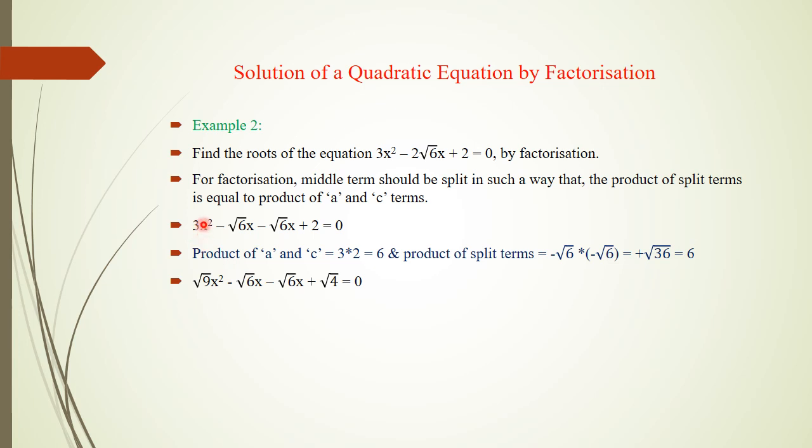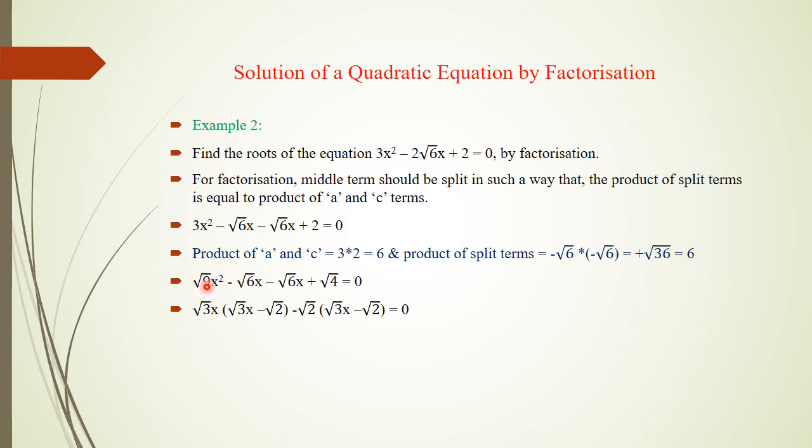Now going ahead, root 9 is nothing but 3 here. What I have done is expressed 3 in terms of root 9. We already know that root 9 is 3. Why have I done this? I'll explain in my next step. Again, minus root 6 x I have kept as it is, and 2 I have represented as square root of 4. Now it becomes very easy to take common factors in these terms. That is the reason why this 3 is expressed in terms of root 9 here.